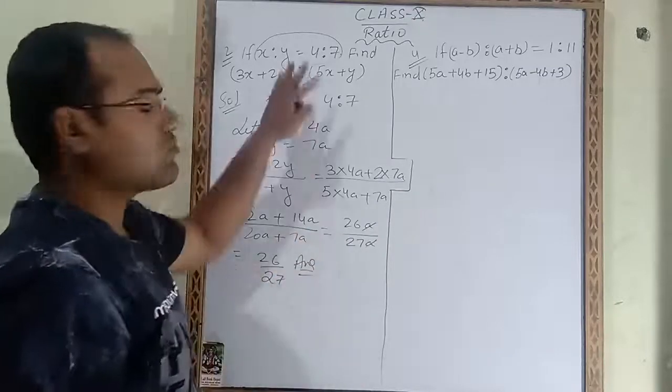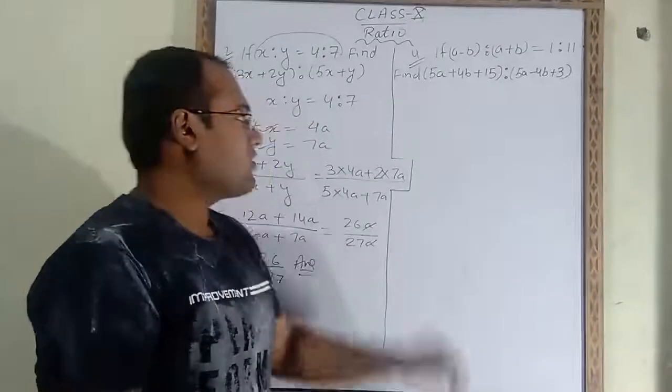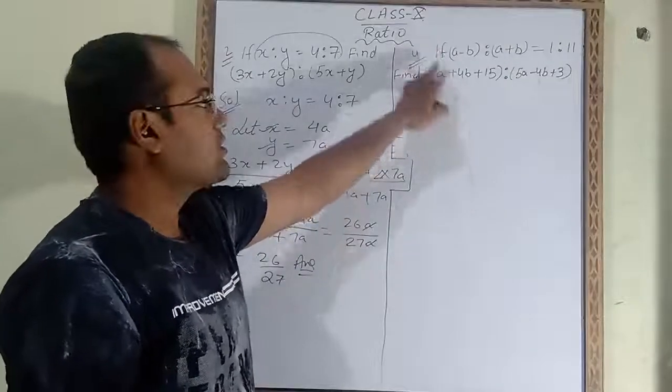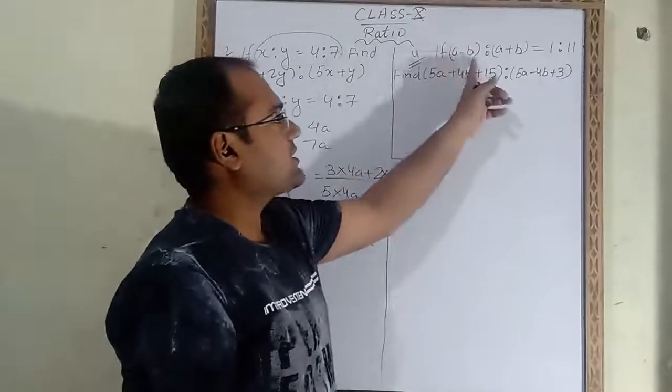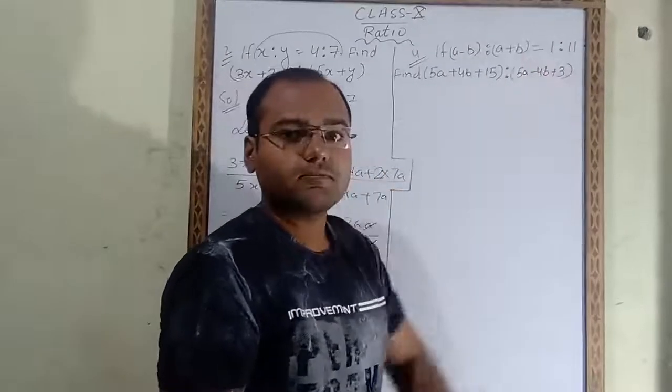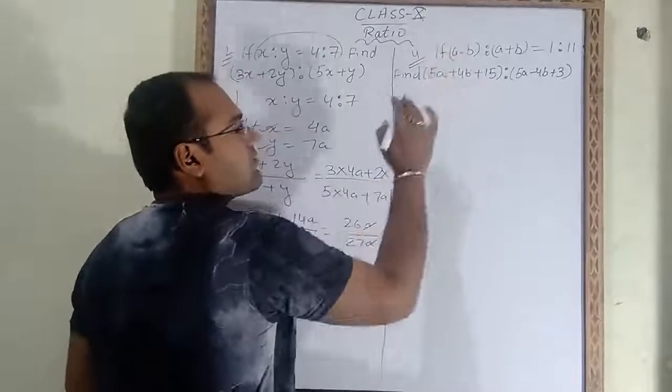So like this you have to do such questions. Now see one more question. Question number 4 of your textbook. The question is: a minus b ratio a plus b is equal to 1 ratio 11. So first of all we will take the help of this part only.